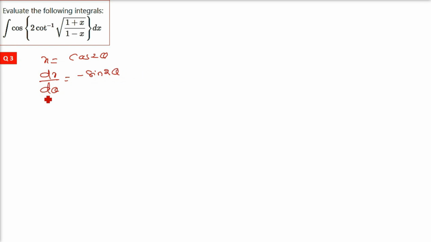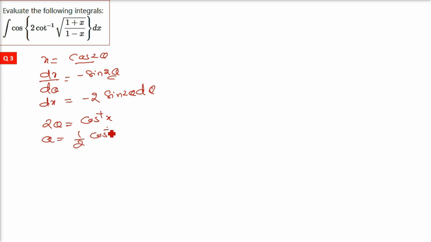Dx by d theta has given us negative sine 2 theta. And when we differentiate this, 2 theta will also be differentiated. That will give you 2. So negative 2 sine 2 theta d theta. Dx is this one. So cos 2 theta, we are not going to use it, but just for the sake of completion, 2 theta will be equal to cos inverse x. Theta will be equal to half into cos inverse x. So let's do the internal part first.